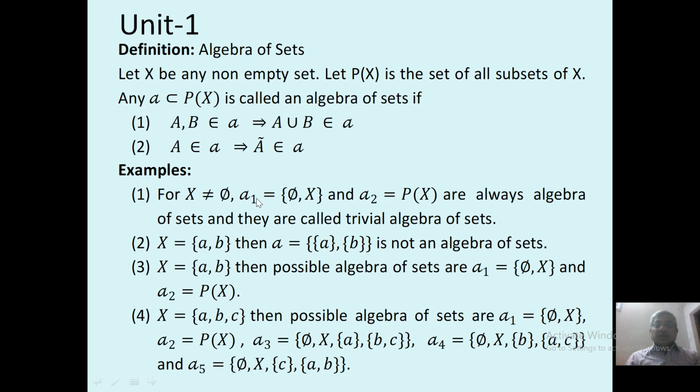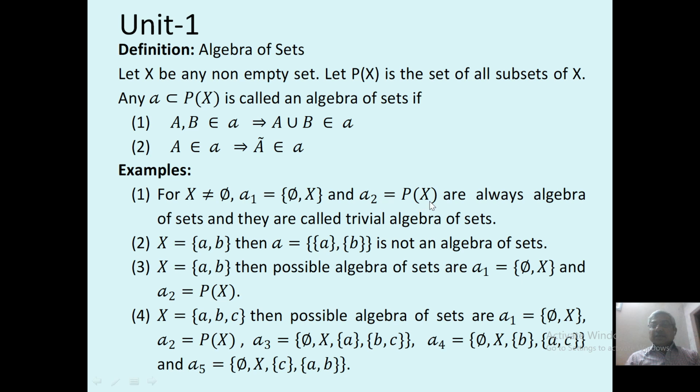Let us check in the case of script A1. If we take these two sets A and B, that is null set and X, then the union of these two sets is X. So X is also a member of script A1. And complement of phi is X, which belongs to A1. Complement of X is phi, null set, which also belongs to A1. So both the conditions are satisfied. So script A1 is an algebra of sets.